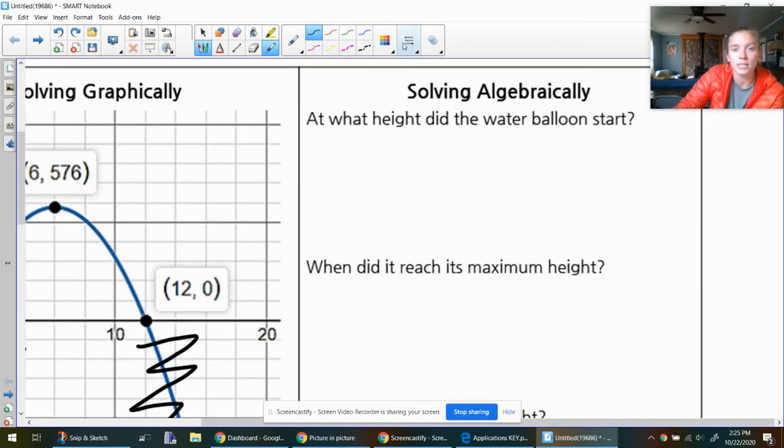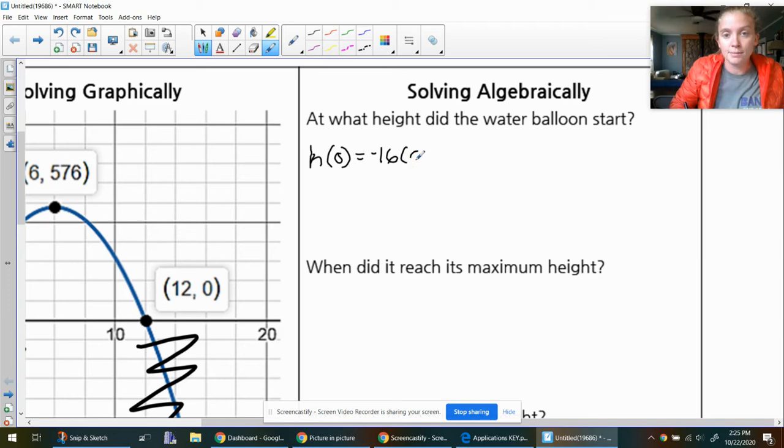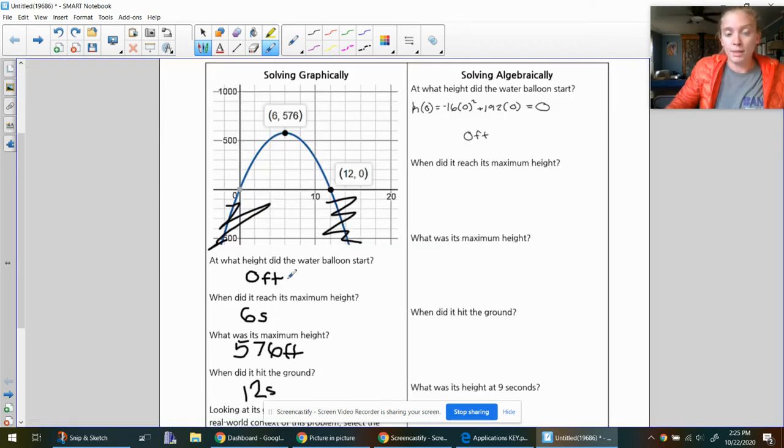So at what height did the water balloon start? Well, starting is at 0 seconds. So the height when the water balloon started is the height at 0 seconds. And the height at 0 seconds would be negative 16 times 0 squared plus 192 times 0. That, when all adds up, equals 0. So the water balloon starts at 0 feet, which is the same amount of feet that we got in our graphics, or solving it graphically.